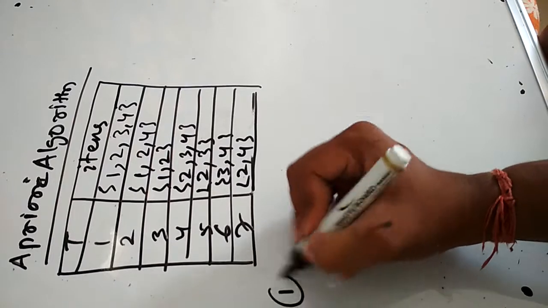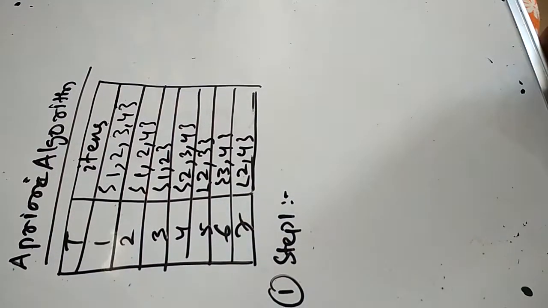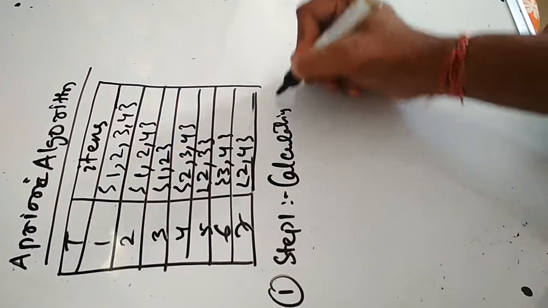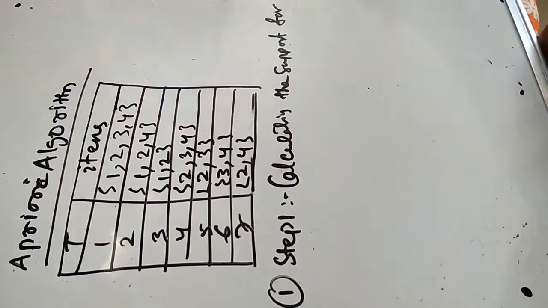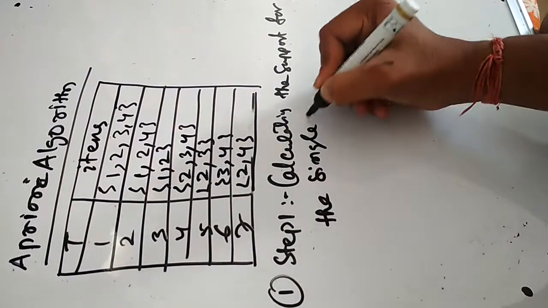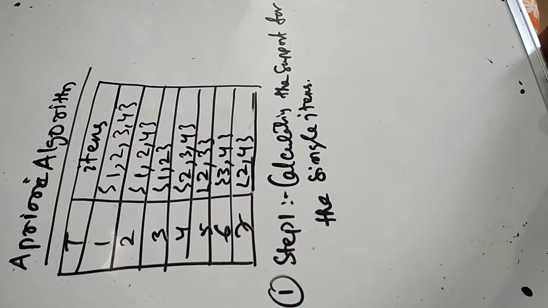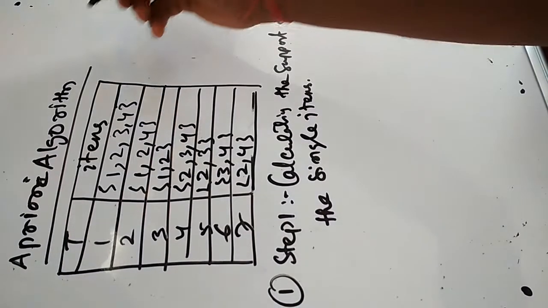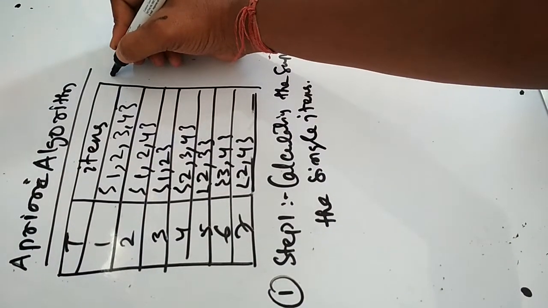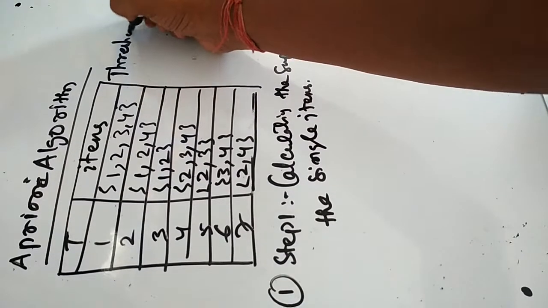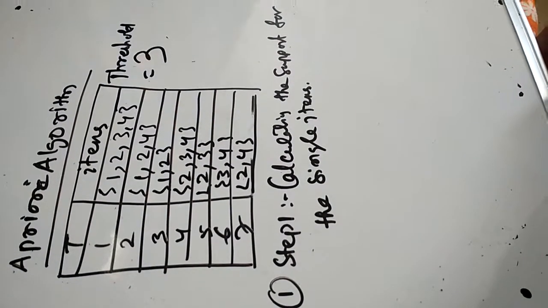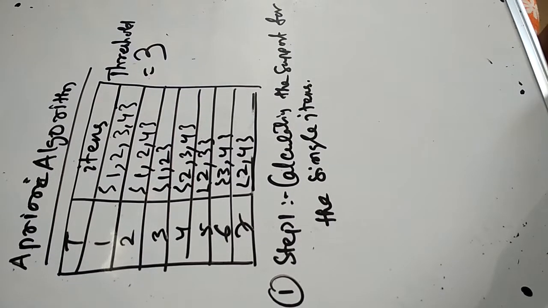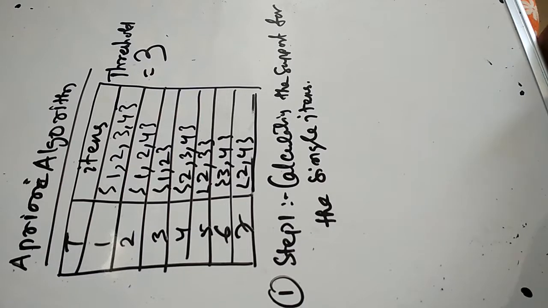In step 1, what we are doing is calculating the support for the single items. The first step is to find the frequency of the single items, 1 2 3 4. And the a priori algorithm always has a threshold value. Here the threshold value is 3. What does the threshold value mean? It means the customer has to buy these items at least 3 times, else it is an unpopular item. We have to find the popular items, and for that we set a threshold, which will be 3 here in the transaction history.